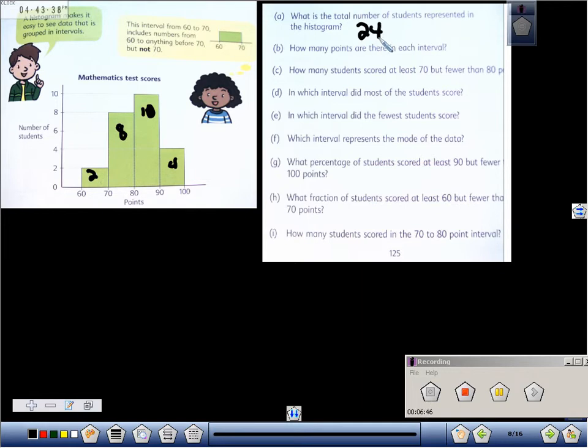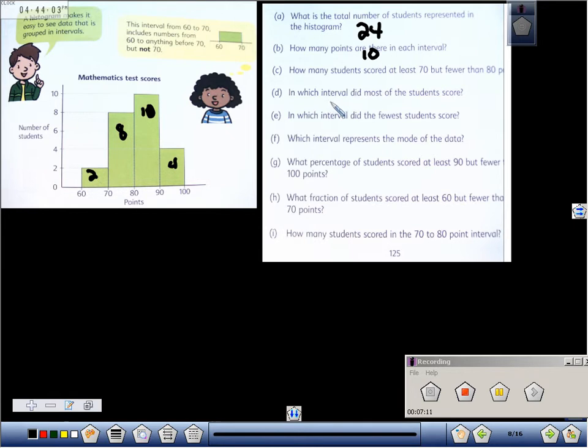There's 24 students. How many points are there in each interval? Each interval goes from 60 to 70, 70 to 80, 80 to 90, so there's 10 points, because they're talking about the points side. They're not talking about the number of students. We're talking about the points. There's 10 points in each interval.